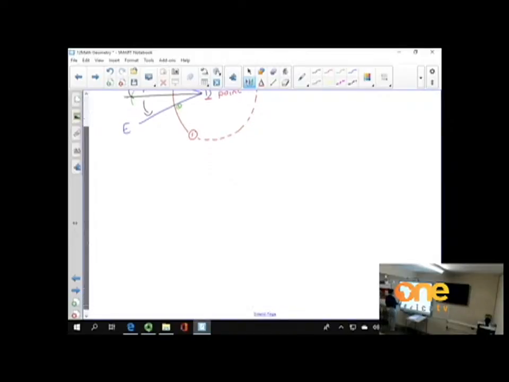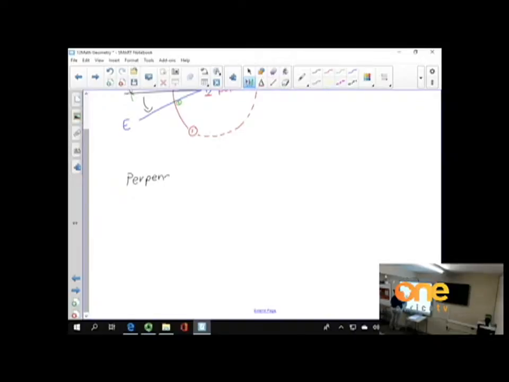Then the other one that's not on the previous page is your perpendicular bisector. And this is equidistant from two points. So for example, you will have point X and you will have point Y. And you need them to be equidistant from two points.